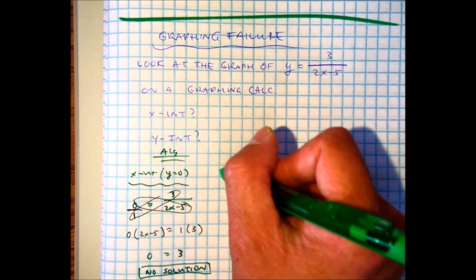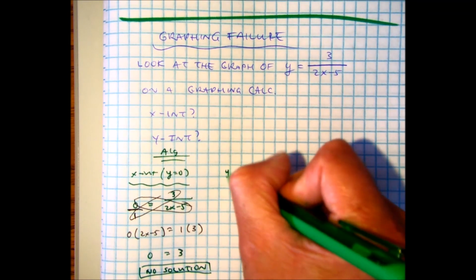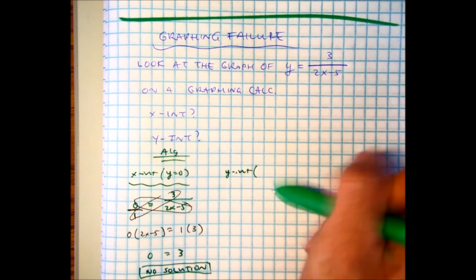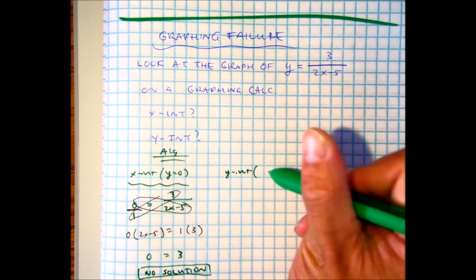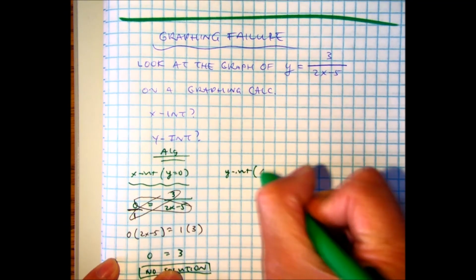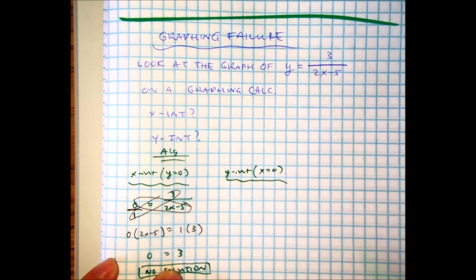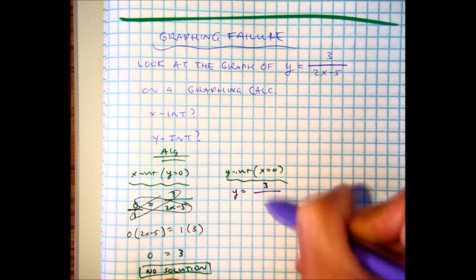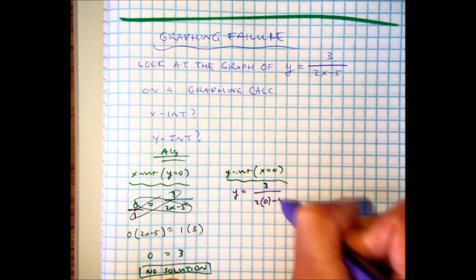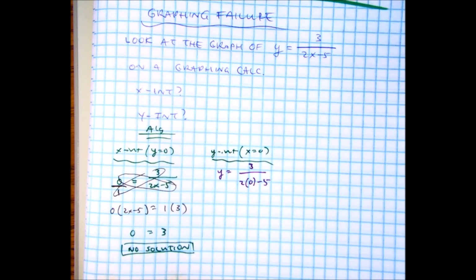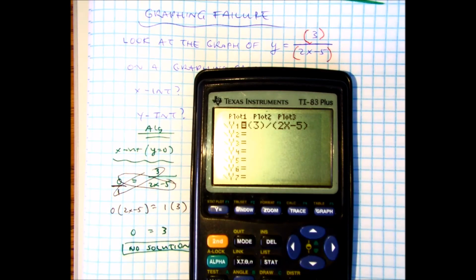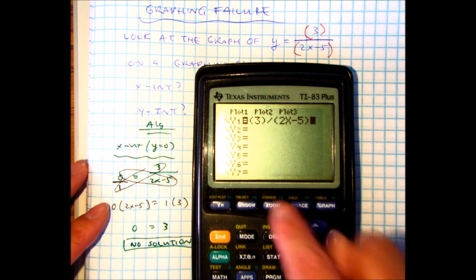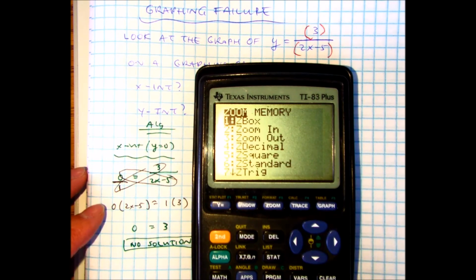Let's do the y-intercept. To find the y-intercept, we need to make x equal to 0. Let's do that. So I have y equals 3 over 2 times 0 minus 5. 2 times 0 is? 0, and 0 minus 5 is negative 5.